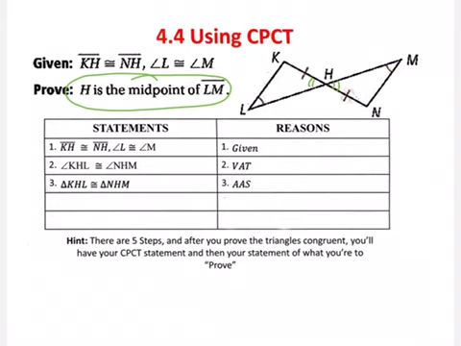Now I start thinking about what the proof is asking me. H is the midpoint of LM. Well, if that's true, and I'm trying to prove that, then I've got to show that LH is congruent to HM. And I can do that now because I can state that LH is congruent to HM by CPCT. And so if those two segments are really congruent and they're a part of the same line, then we can state that H must be the midpoint of LM, and that's the definition of midpoint, because remember, midpoint creates two equal segments.